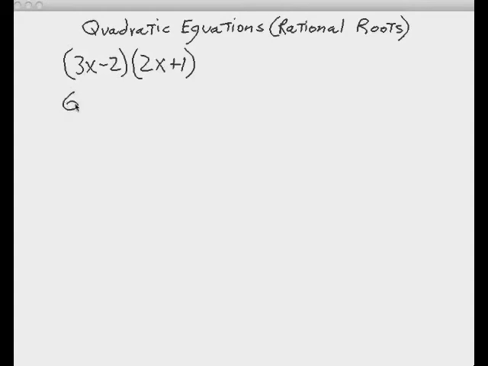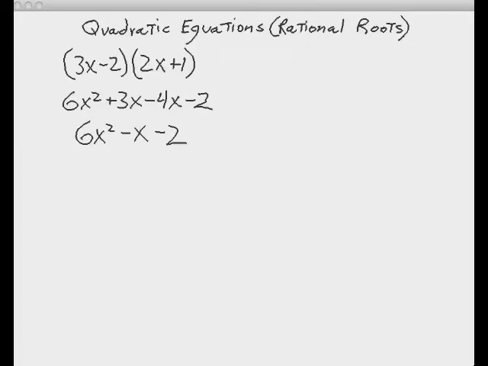3x times 2x, 6x squared. 3x times 1, 3x. Negative 2 times 2x, minus 4x. Negative 2 times 1, negative 2. Add our like terms: 6x squared minus x minus 2.